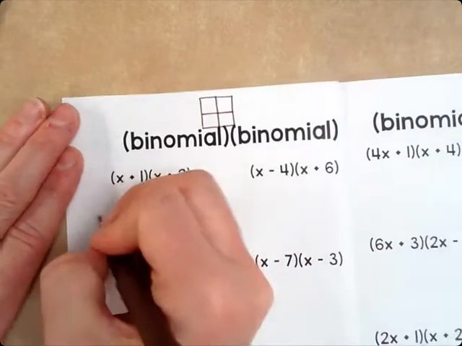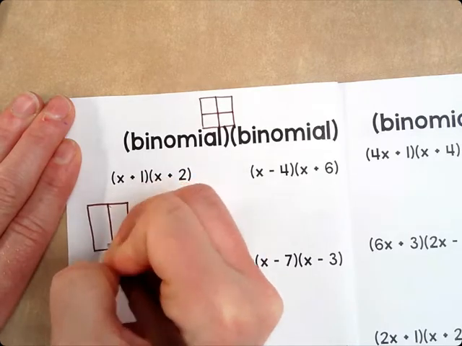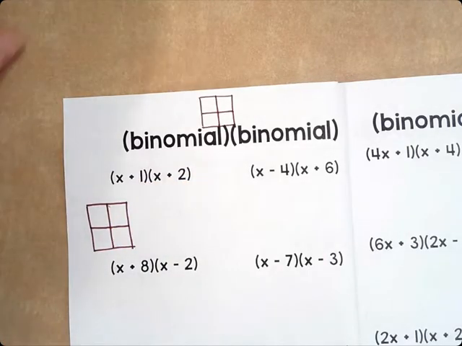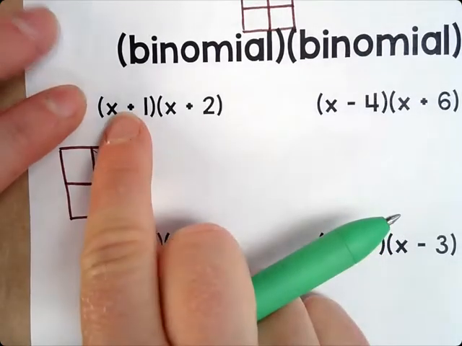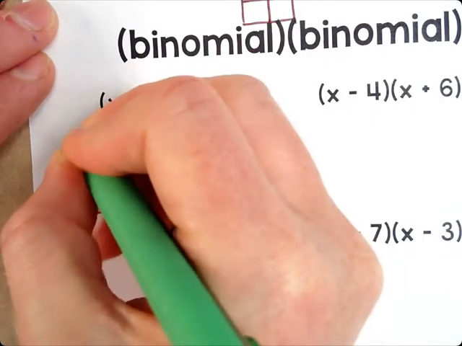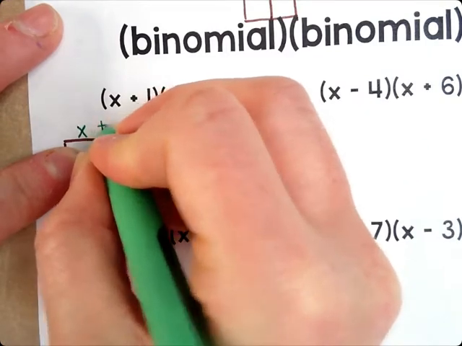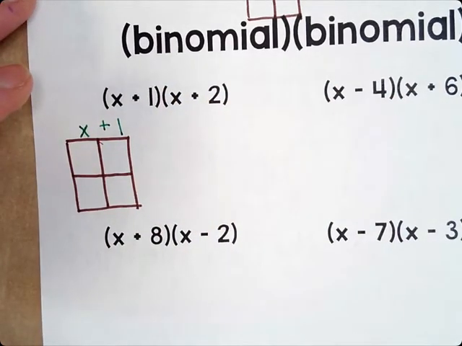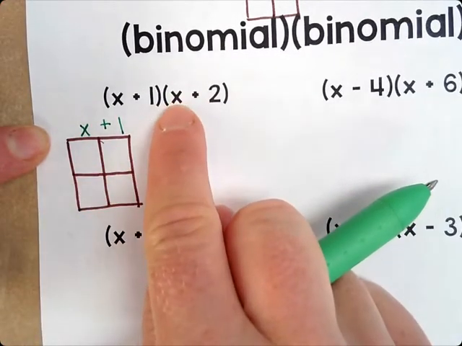So let's do our first example. So make your box. 2 rows, 2 columns. And I like to use different colors so I can keep it organized. So if you want to do that, you can. So we're going to put this x plus 1 up top. The x is going to go above the first box or first square. And the 1 is going to go above the second. Then down the side is going to be represented by the x plus 2.